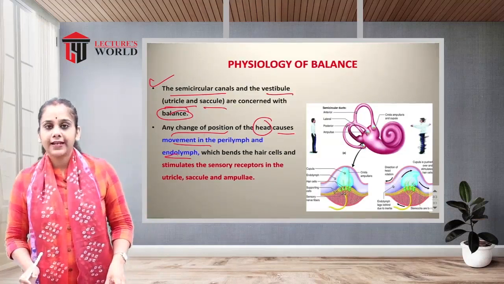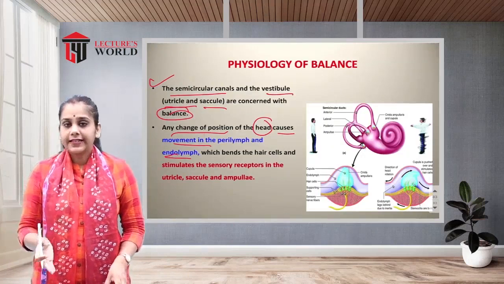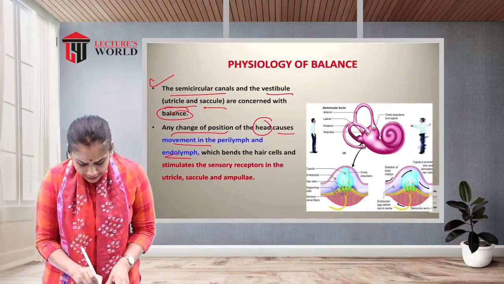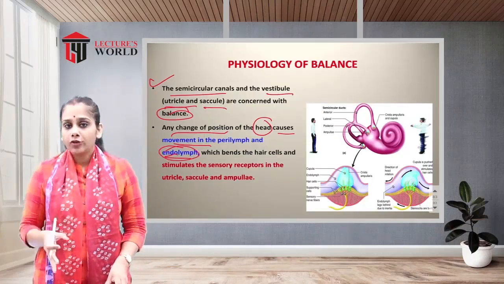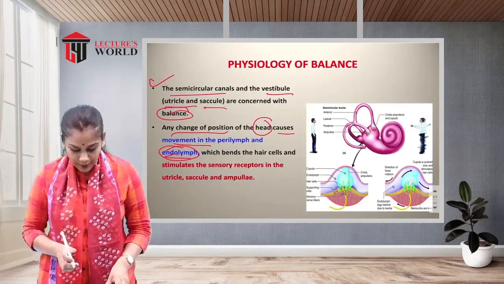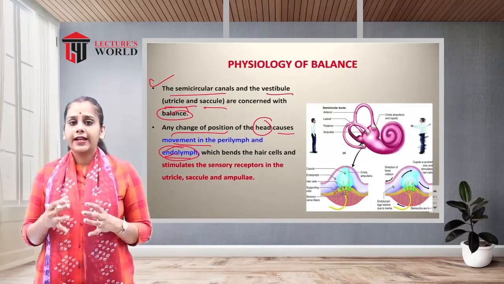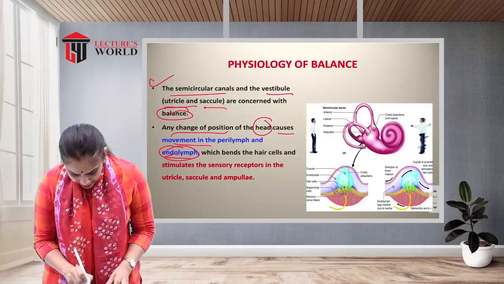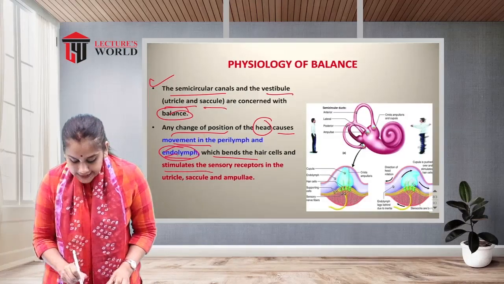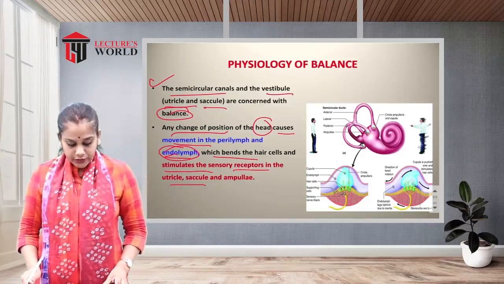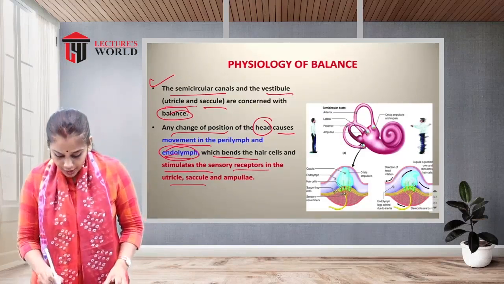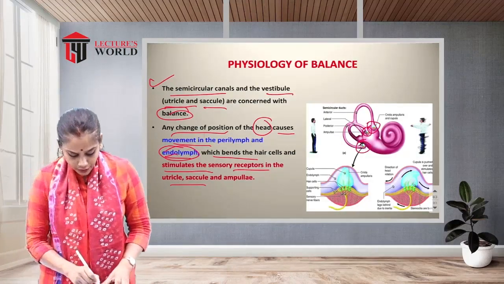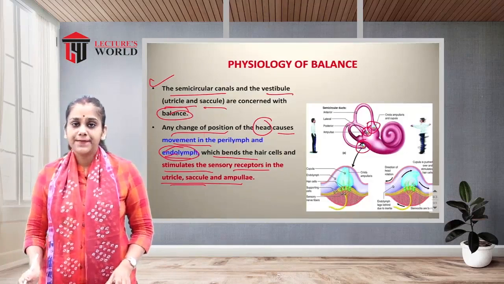What is perilymph? Perilymph is the fluid that is located in the bony part, as well as the endolymph, that is the fluid located in the membranous part. So when our head is moving, the endolymph and perilymph are moving, which bends the hair cells and stimulates the sensory receptors in the utricle, saccule and the ampulla of the semicircular canal. Okay, so these are the three major organs associated with balance.